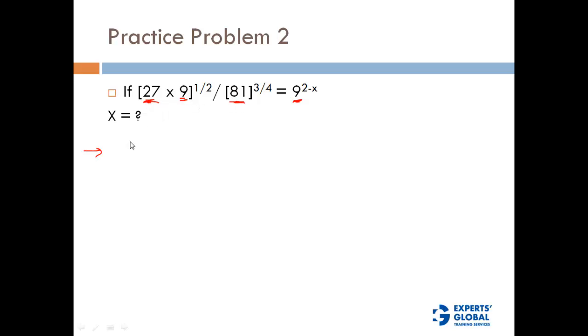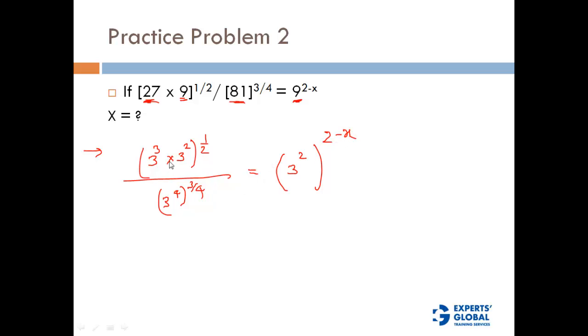Okay, so we'll see that 27 is what? 3 raised to 3 into 9. 9 is what? 3 raised to 2, the whole raised to 1 by 2, divided by 81. What is 81? It is 3 raised to 4, so 3 raised to 4, the whole raised to 3 by 4, is equal to 3 raised to 2 into (2 minus x). Right, so now everything has been expressed in the form of 3.